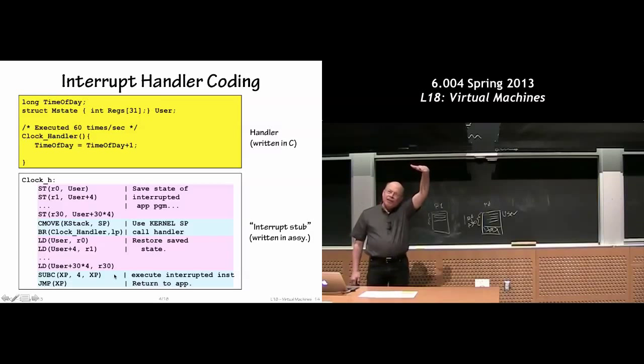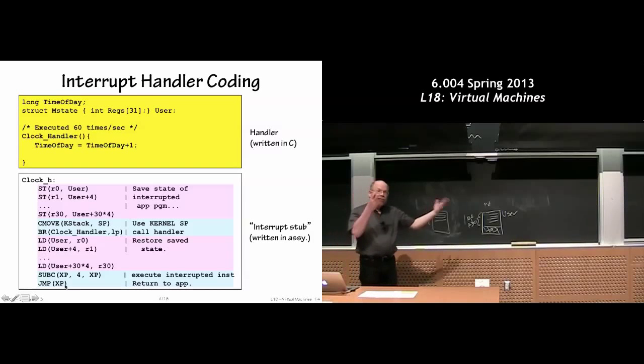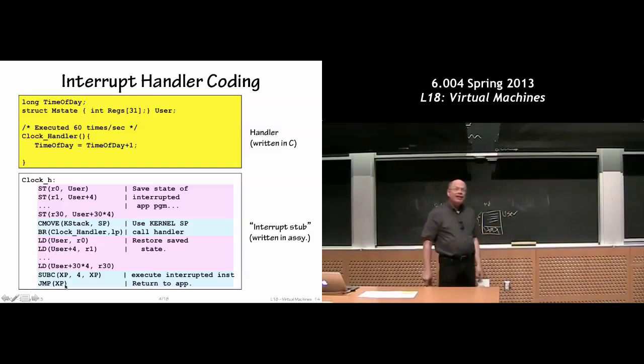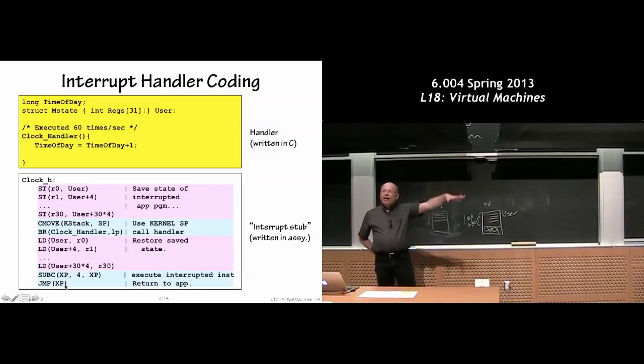I want to back up what will become the program counter to point to the instruction that was interrupted, so I can now actually execute that instruction. Then I say, okay, go back to that PC and start running the user program again. Interrupt, save the registers, jump to the handler. It does whatever it does. When it returns, restore the registers and return to the user. Very simple little recipe.